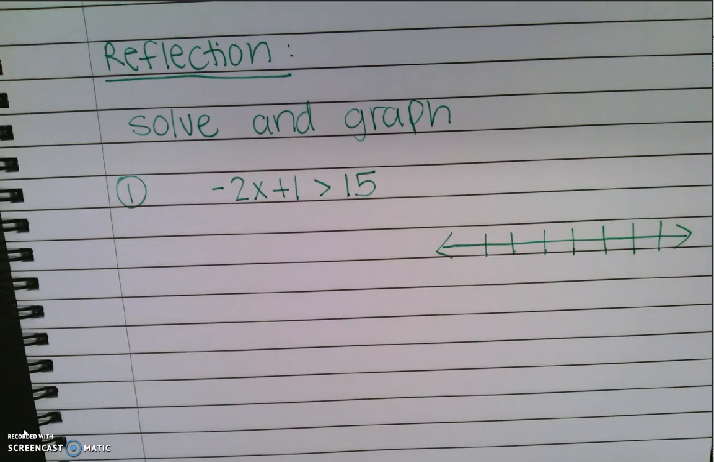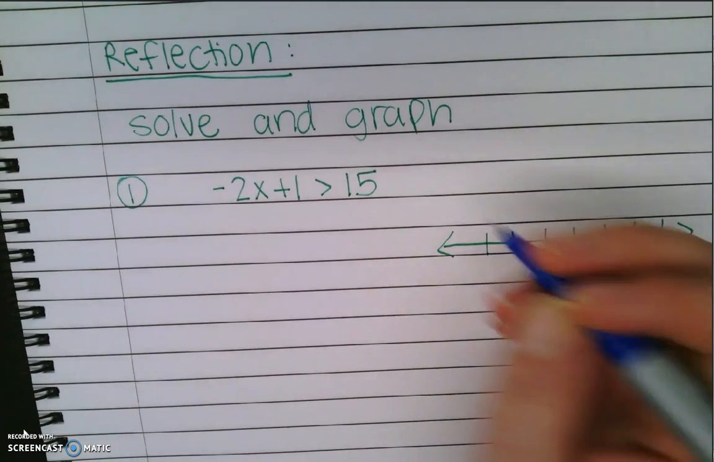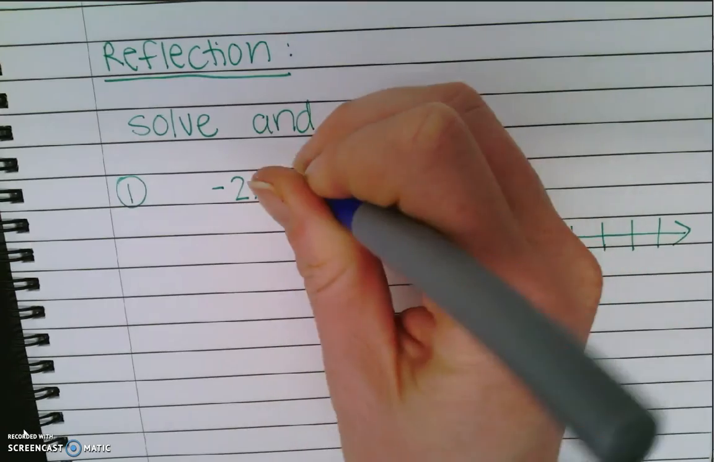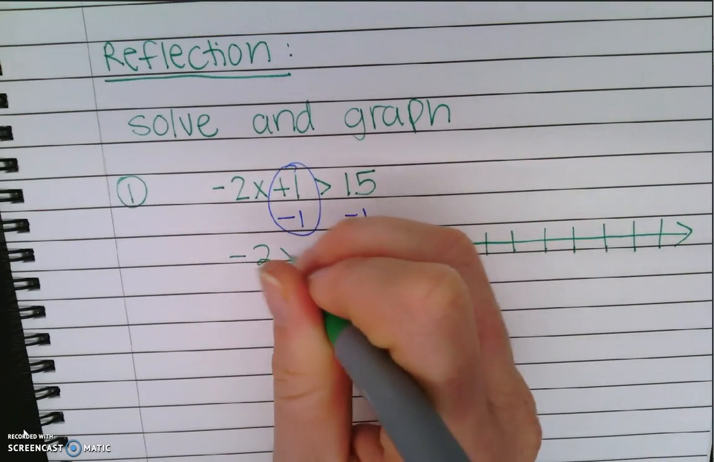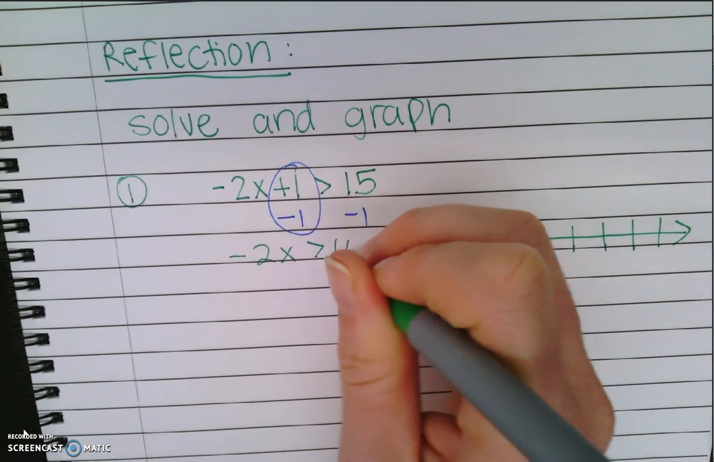Okay, let's take a look at solving this problem. First thing I need to do is isolate my variable, so I'm going to subtract 1 from both sides, making a 0 pair. I now have negative 2x is greater than 14.